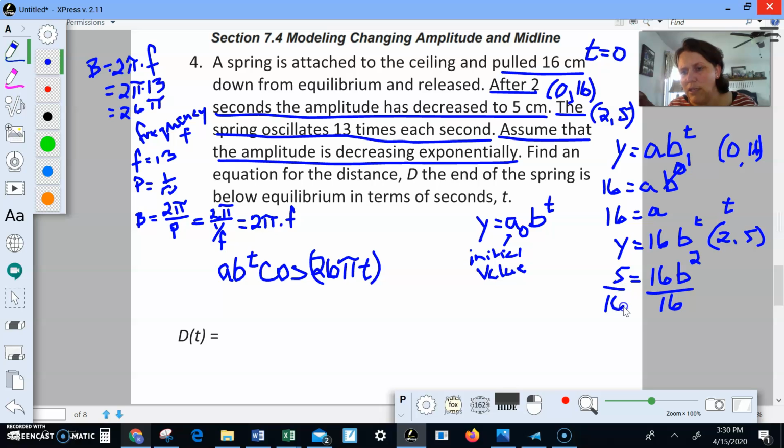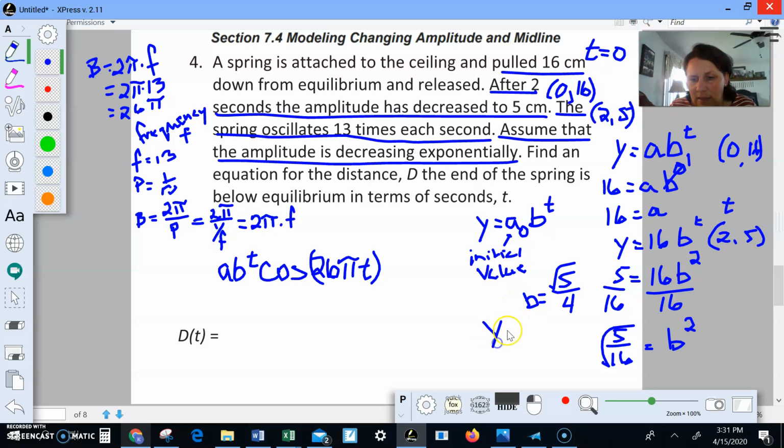And maybe that's a good thing to note somewhere too, that when you are solving this equation, to get an equation that we can put in, we need to solve for a and b. We need to find what a and b is. Then we can write that equation in. So we have 5/16 is equal to b squared. Solve for b, we'll take the square root of both sides, and we get b equals the square root of 5 over the square root of 16, which is 4. So b equals the square root of 5 over 4.